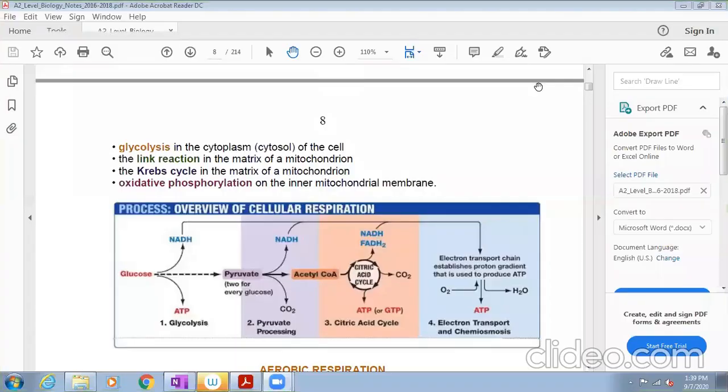Boys, look here. This is the summary of the lecture, or overview of cellular respiration. If you see here, glucose converts into pyruvate, right? At the same time, we got ATPs and we also got what? NADH. And then that pyruvate entered the citric acid cycle through the link reaction. In the link reaction, decarboxylation happened. Carbon dioxide is released. Along with that, NADH is also formed, right?